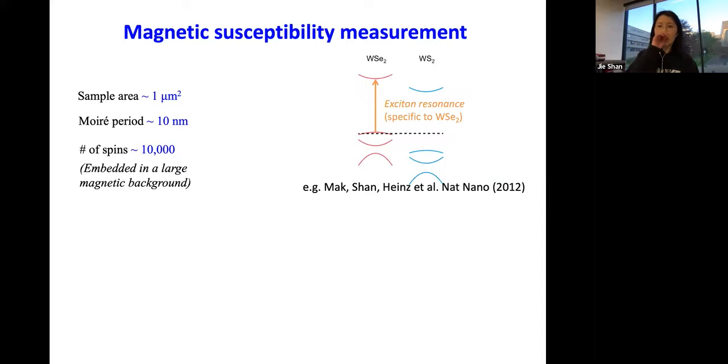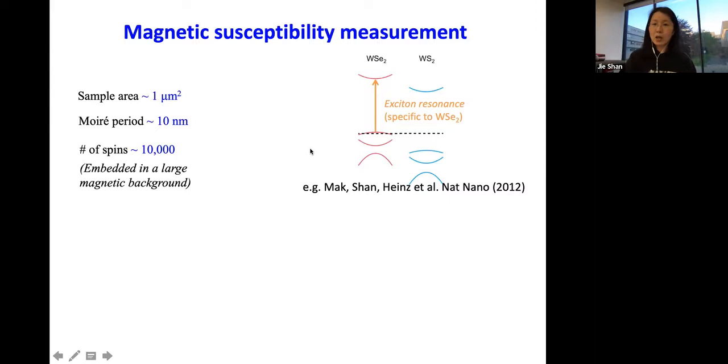Because of the optical selection rules, the K and K prime valleys in monolayer TMDs are exclusively coupled to left-handed and right-handed light when you excite them on resonance. Therefore, the difference between left and right polarized light absorption gives you a measure of the imbalance between the two valleys. In other words, it gives you an idea about the valley polarization or magnetization.